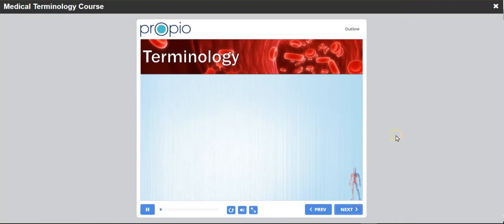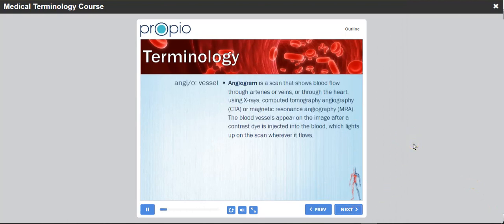Here's some sample terminology related to the circulatory system. Angiogram. It's a scan that shows blood flow through arteries or veins or through the heart using X-rays, computer tomography angiography, CTA, or magnetic resonance angiography, MRA. The blood vessels appear on the image after a contrast dye is injected into the blood, which lights up on the scan wherever it flows.